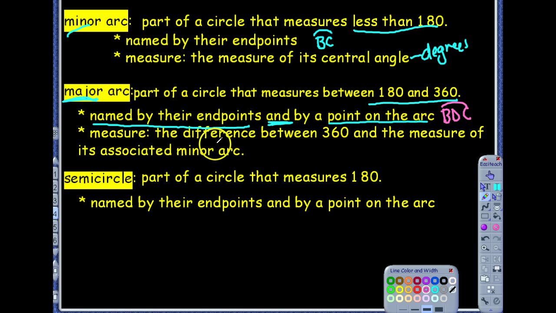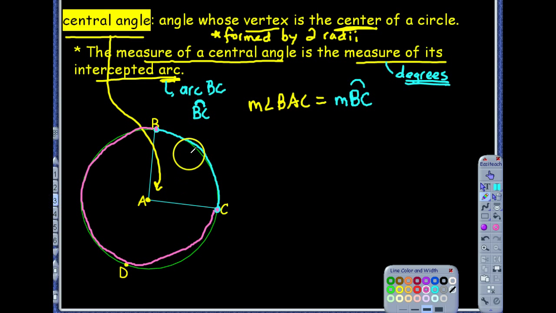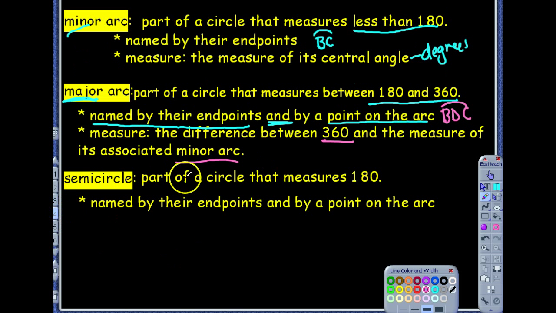Okay. The measure is going to be the difference between 360 and the measure of the associated minor arc. Now, the reason we say that is it's basically, instead of the smaller angle, it's what's left. Yeah. So like on that last picture, real quick. If arc BC was, let's say, 60 degrees, then what's left would be 300 because that's 360 minus the 60. Exactly.